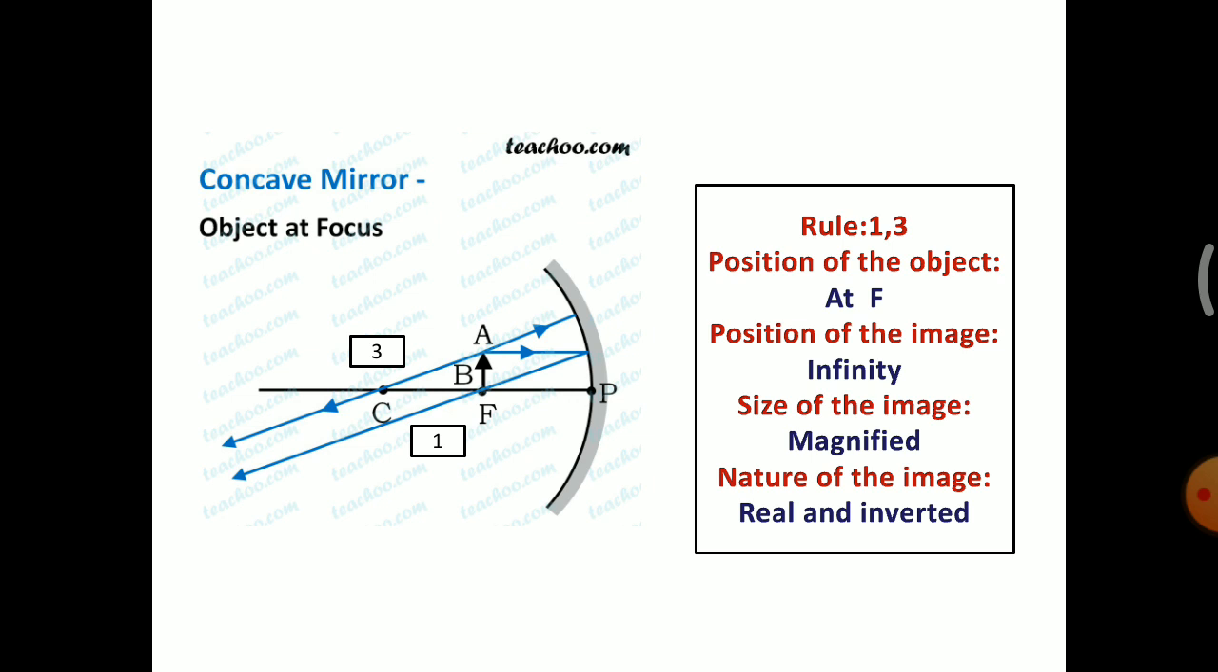Here the reflected rays do not meet at any point. So I consider that maybe these two rays meet at infinite distance. So the position of the image is infinity. The size of the image is magnified. The nature of the image is real and inverted.